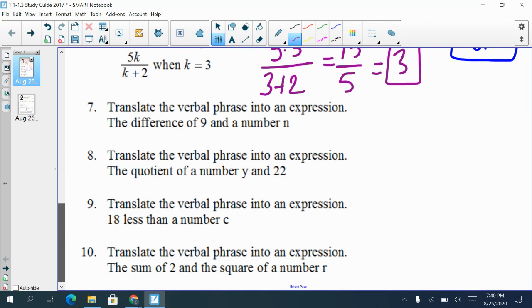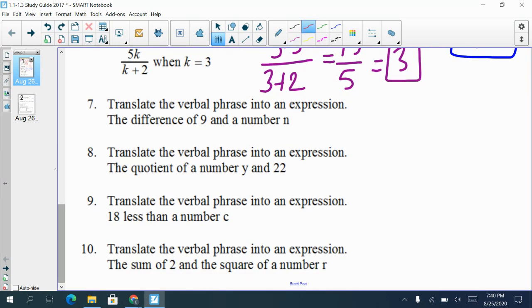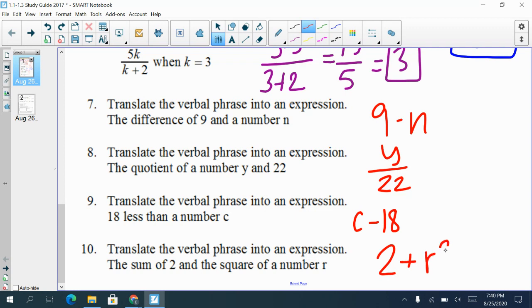All right, translate the verbal phrase into an expression. The difference of 9 and the number n. The quotient of the number y and 22. 18 less than a number c. And the sum of 2 and the square of a number r.